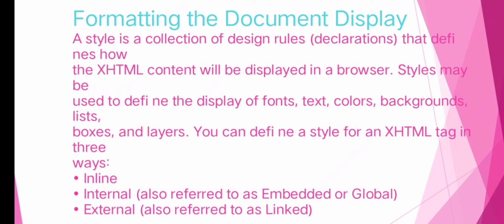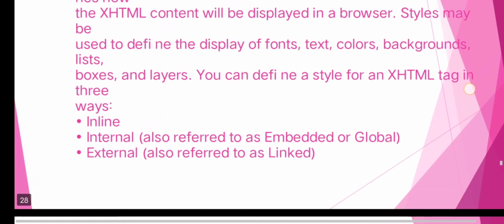Formatting the document display. A style is a collection of design rules, declarations that define how the XHTML content will be displayed in a browser. Style may be used to define the display of fonts, text, colors, background, lists, boxes, and layers. You can define a style for an XHTML tag in three ways: inline, internal, also referred to as embedded, or global.